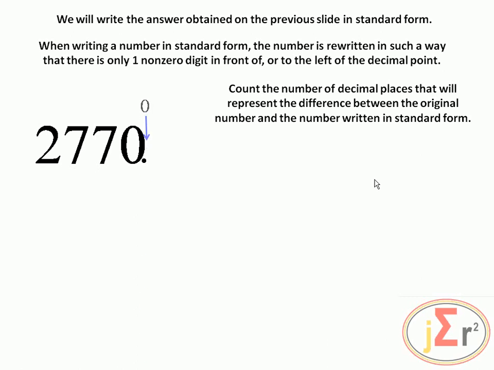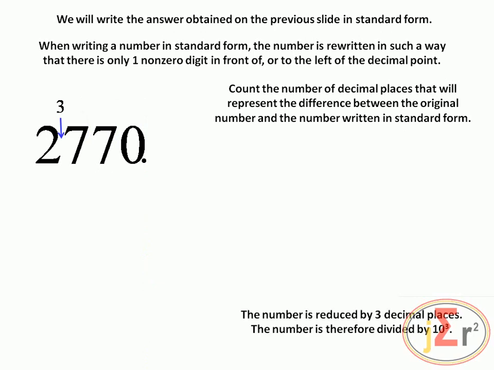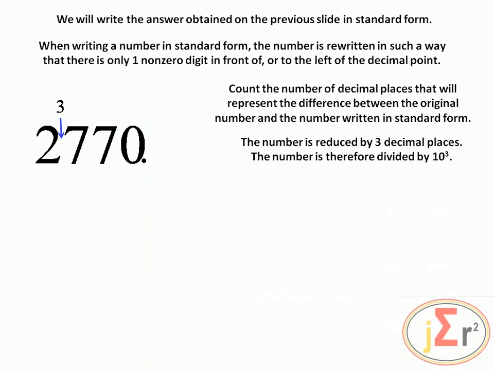But before we do that, we need to know how many of them we have. So we count them. How many places? 1, 2, 3. It requires an adjustment by 3 places of decimal. The number is reduced by 3 decimal places. The number is therefore divided by 10 to the power of 3.